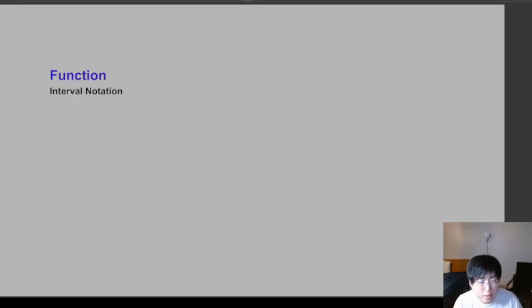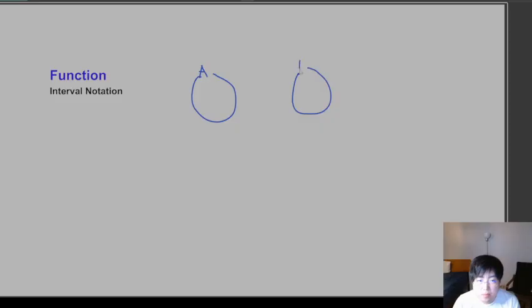Hello. So today we are going to talk about functions. First, functions are when you have two sets. Let's say we have a set A and a set B. And let's say in set A we have the numbers 1, 2, 3, and in set B, 4, 5, 6, okay?